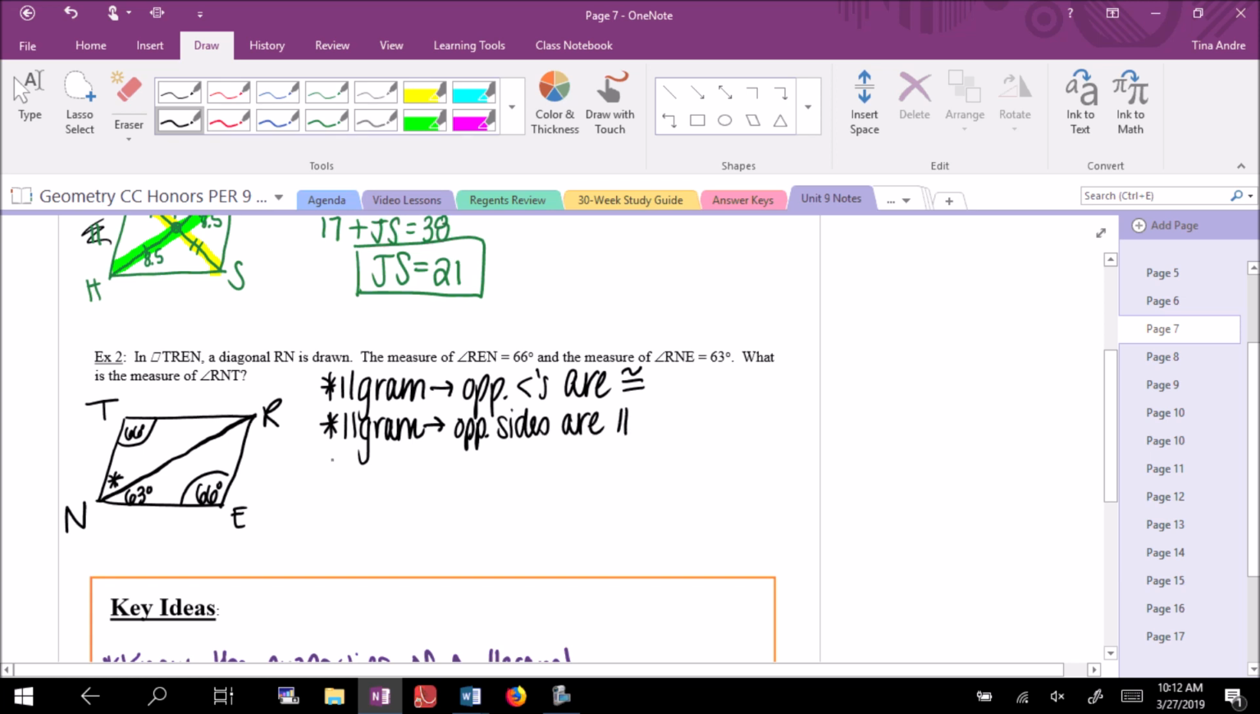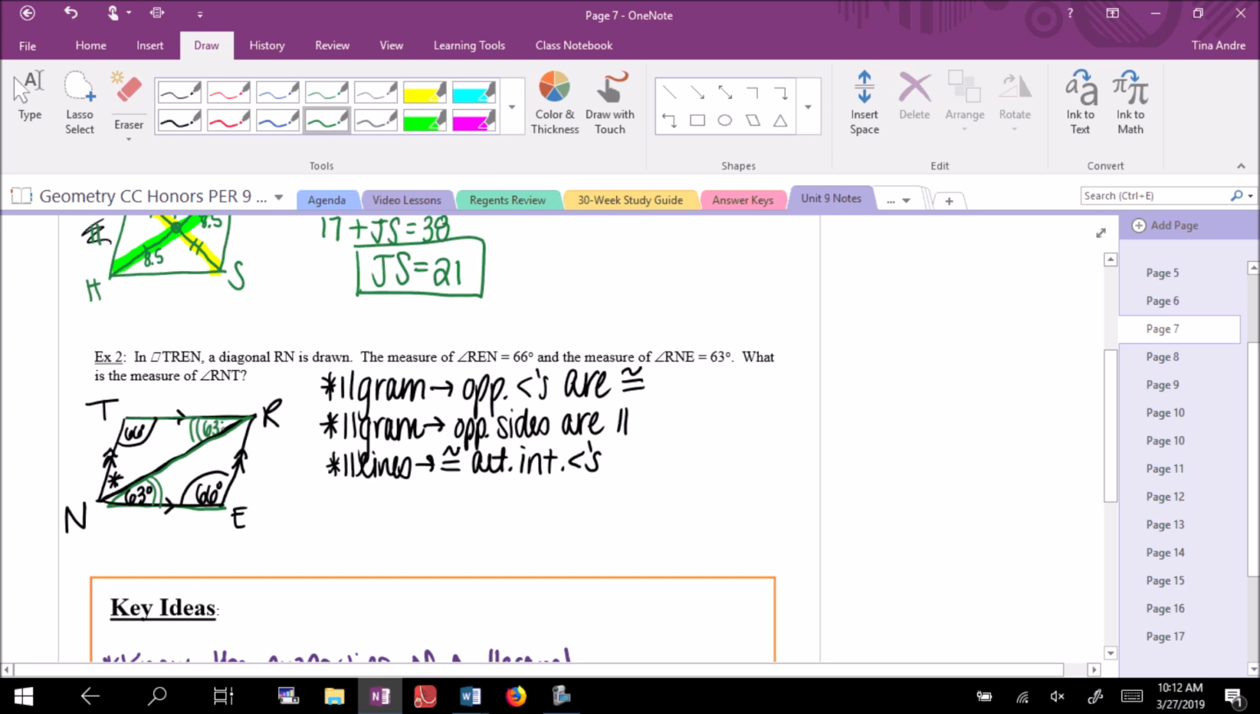And if we have parallel lines, well, now I see that Z shape. That implies congruent alternate interior angles. So I know that these are parallel. I also know that these sides are parallel. So if we look at the Z shape, I have this Z shape right here. So if this is 63, this one's 63.